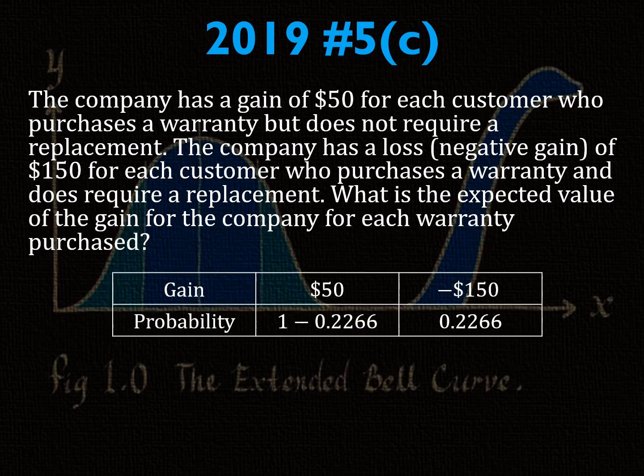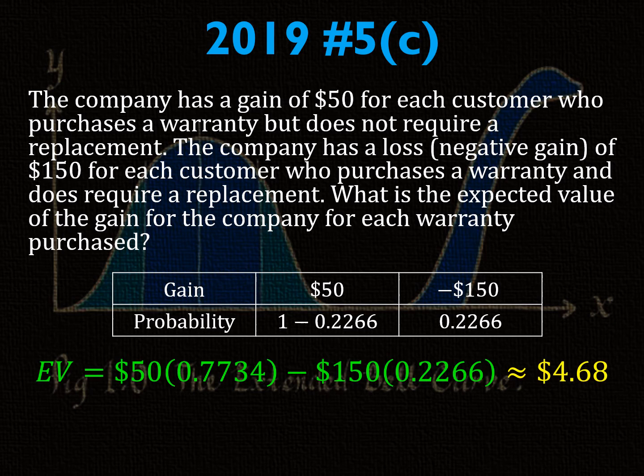So here's your probability table. For a loss of $150, that probability we calculated in Part B is 0.2266. The other possible outcome is a $50 gain for the company. So people that purchase a warranty but their battery is fine, that's 1 minus 0.2266, which is basically everything else. So you're going to calculate the expected value by multiplying each gain times the corresponding probability. So $50 times 0.7734 minus $150 times 0.2266 yields an expected gain per warranty purchase of $4.68. So that's a long run average.